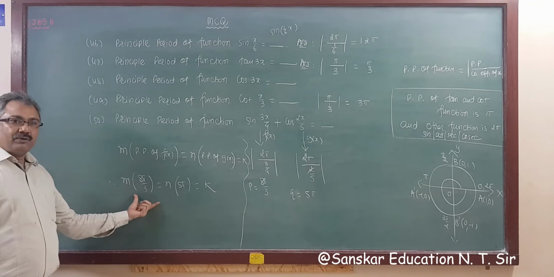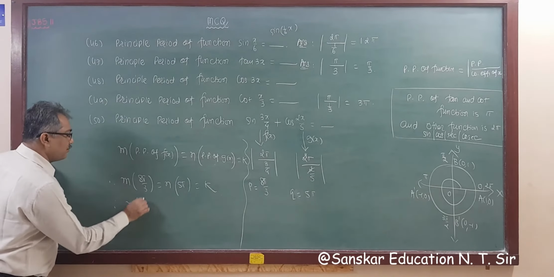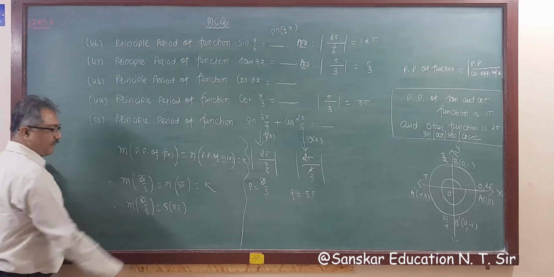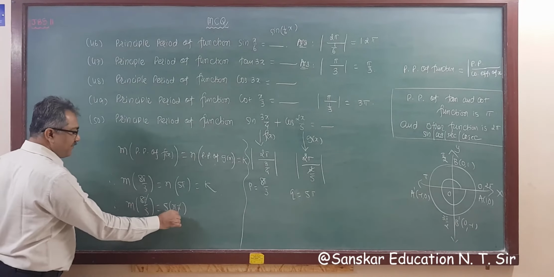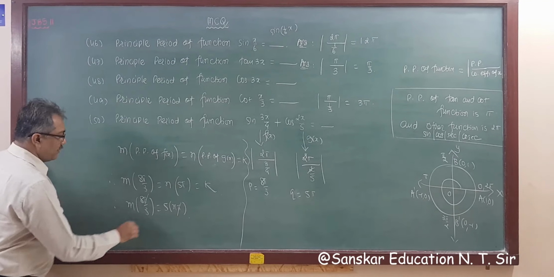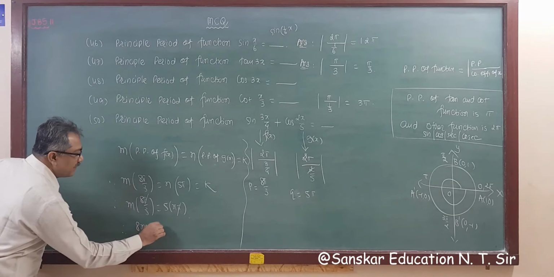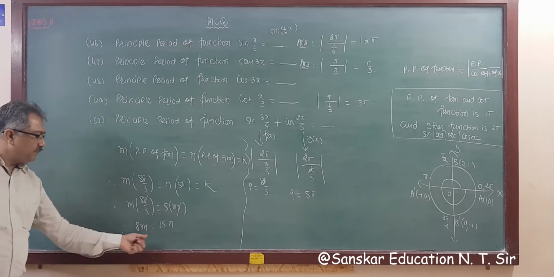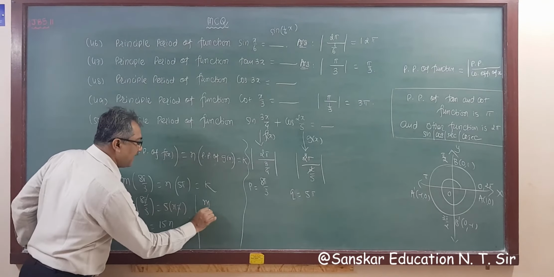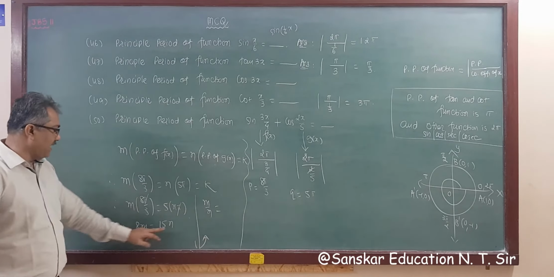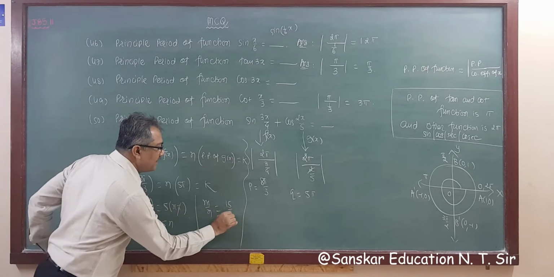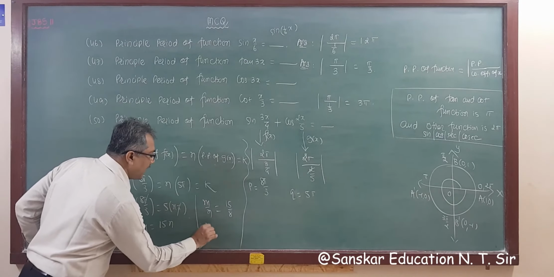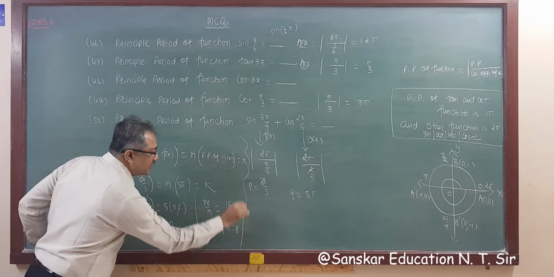For this, taking this, we will get m into 8π/3 is equal to 5 into n π, right? So this π will be cut. Taking 3 to here, what we get? 8m is equal to 5 into 3, 15n. So taking the ratio, m upon n is equal to 15 by 8. So therefore m is equal to 15 and n is equal to 8.